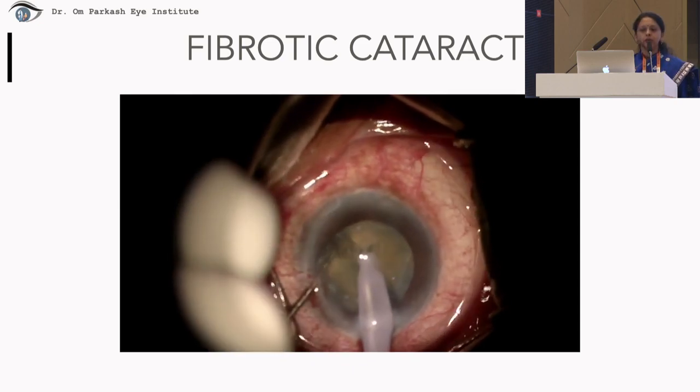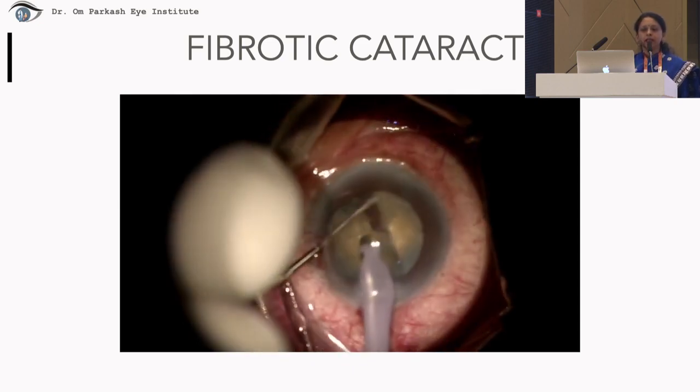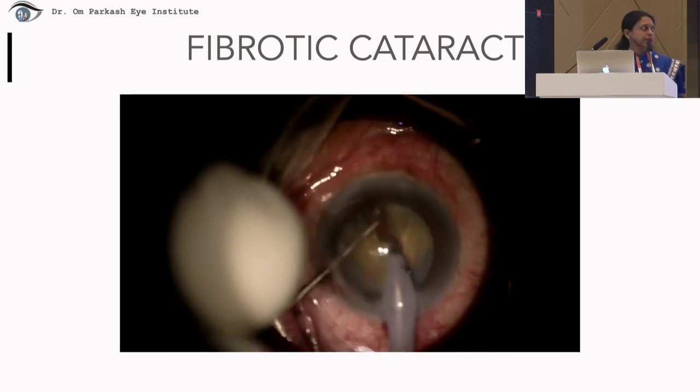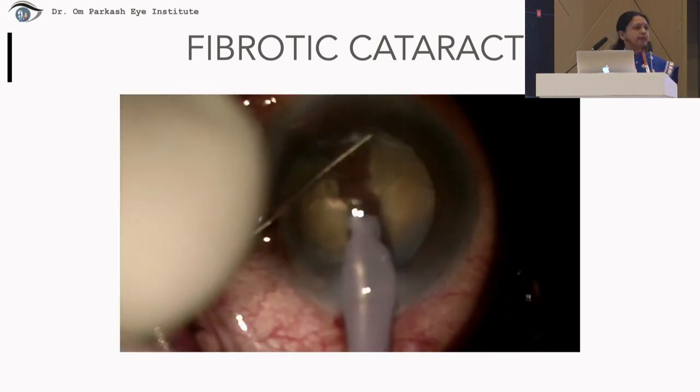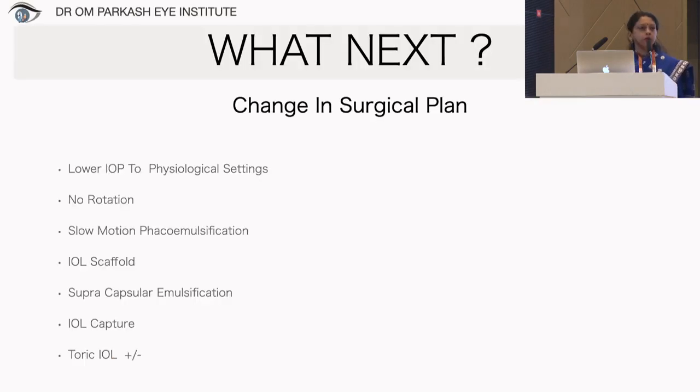Everything has been going on fine till now, and at this moment here you can see that there is an underlying PCR which is noted. Now what to do at this point? There is a bulky nucleus which is present in the bag. The CCC is intact, but a central PCR is there. So now what to do?